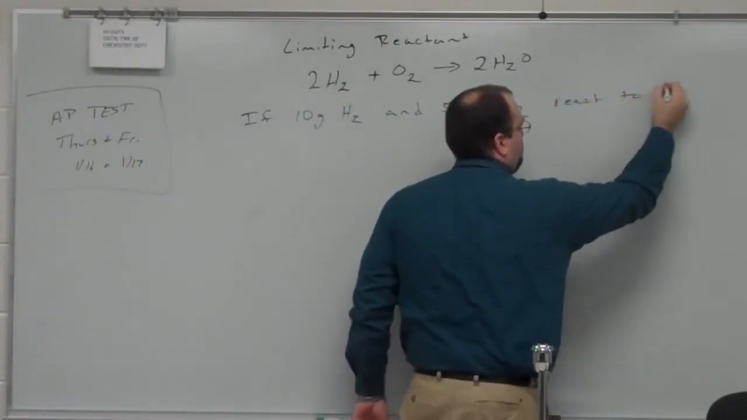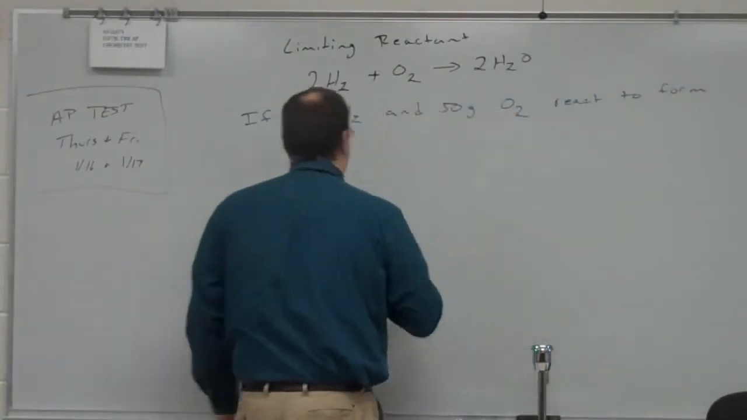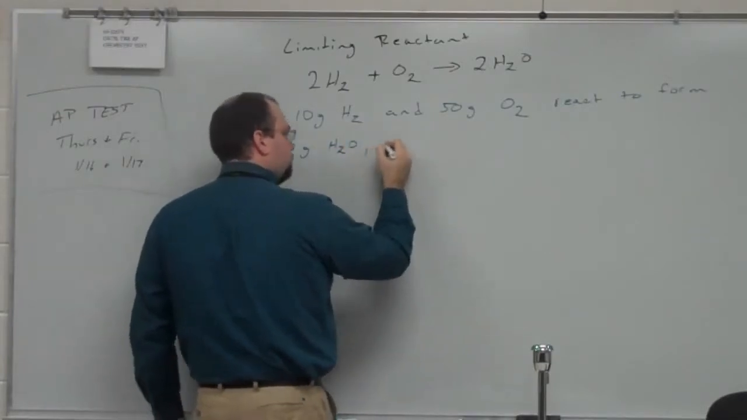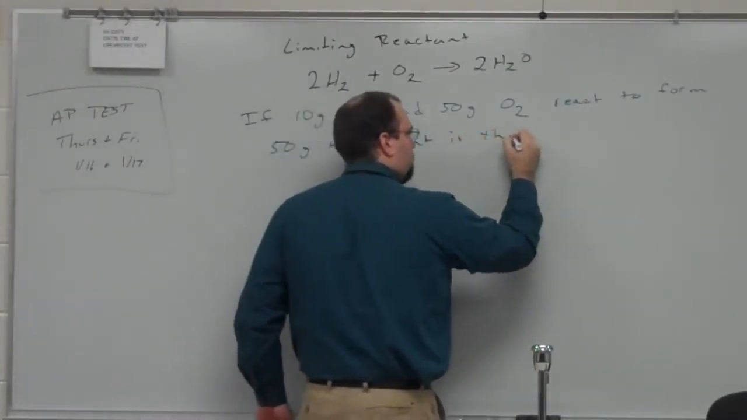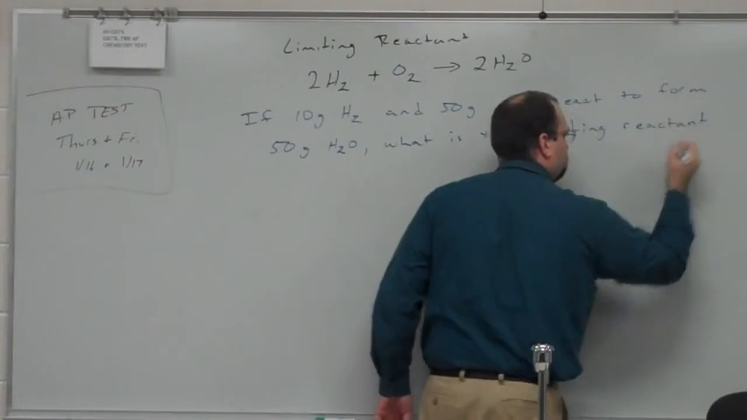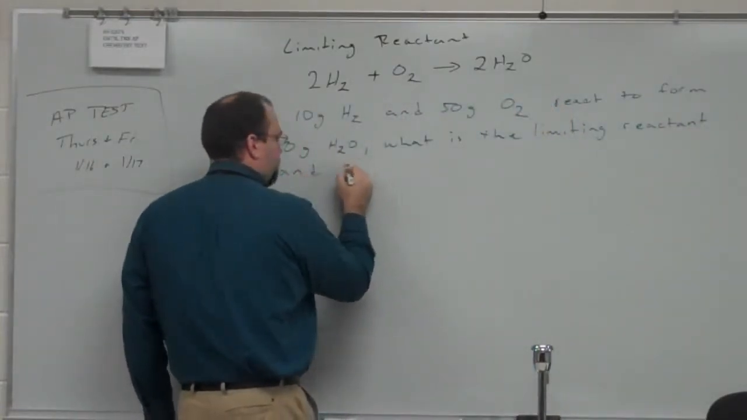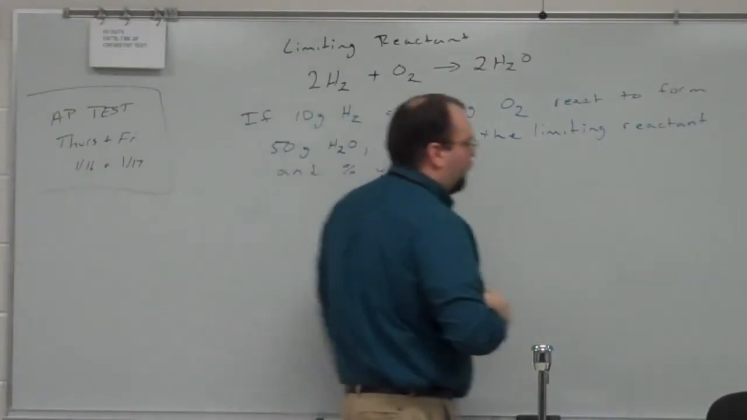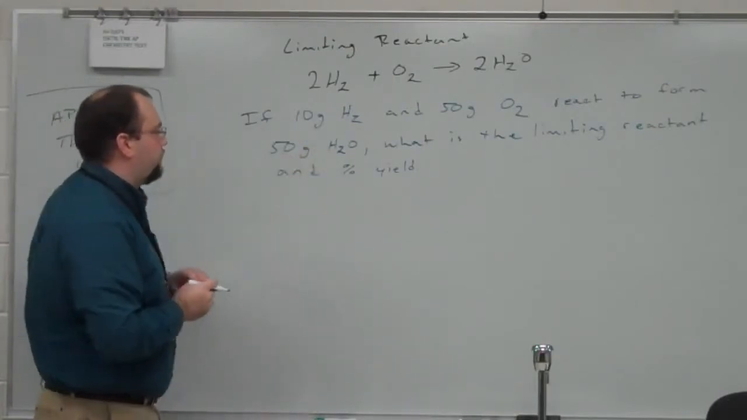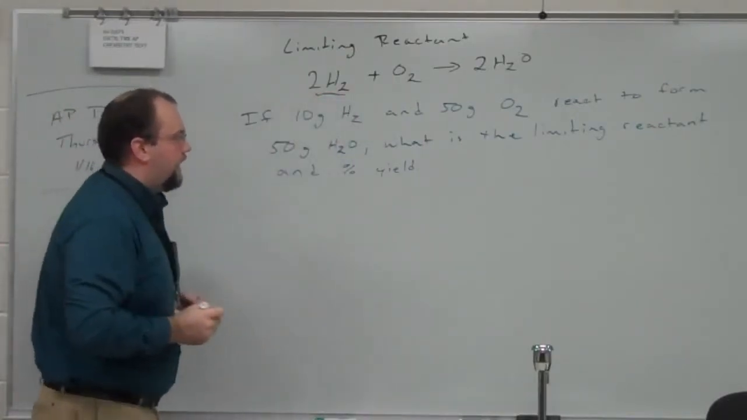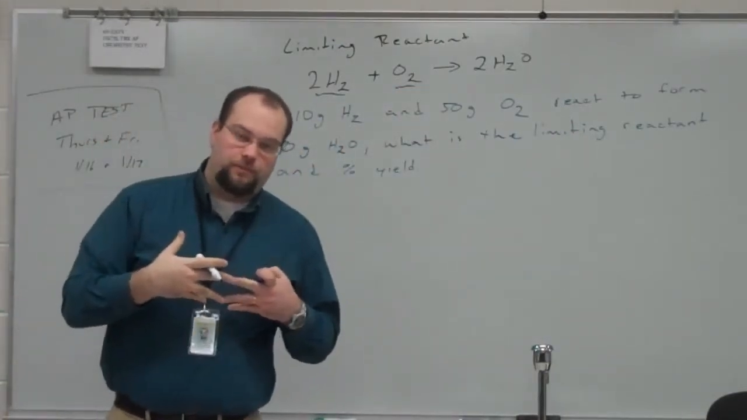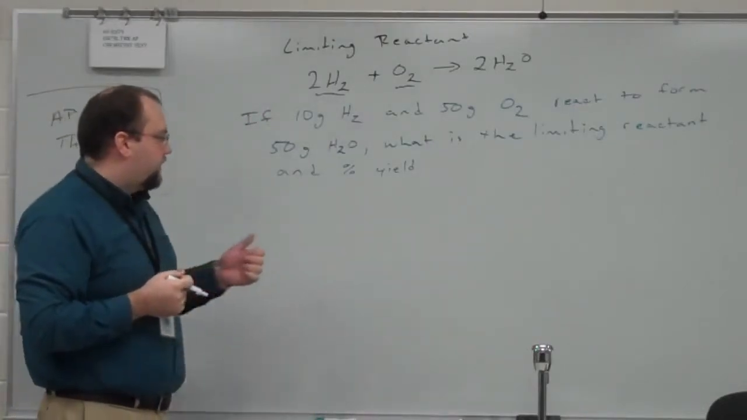Say they react to form 50 grams of H2O. What is the limiting reactant? And percent yield. Okay, so in this case, let me stand over here so I'm not in front of it. If I have 10 grams of H2 and 50 grams of O2, and they react together to form 50 grams of water, it's asking what's my limiting reactant and what's the percent yield.